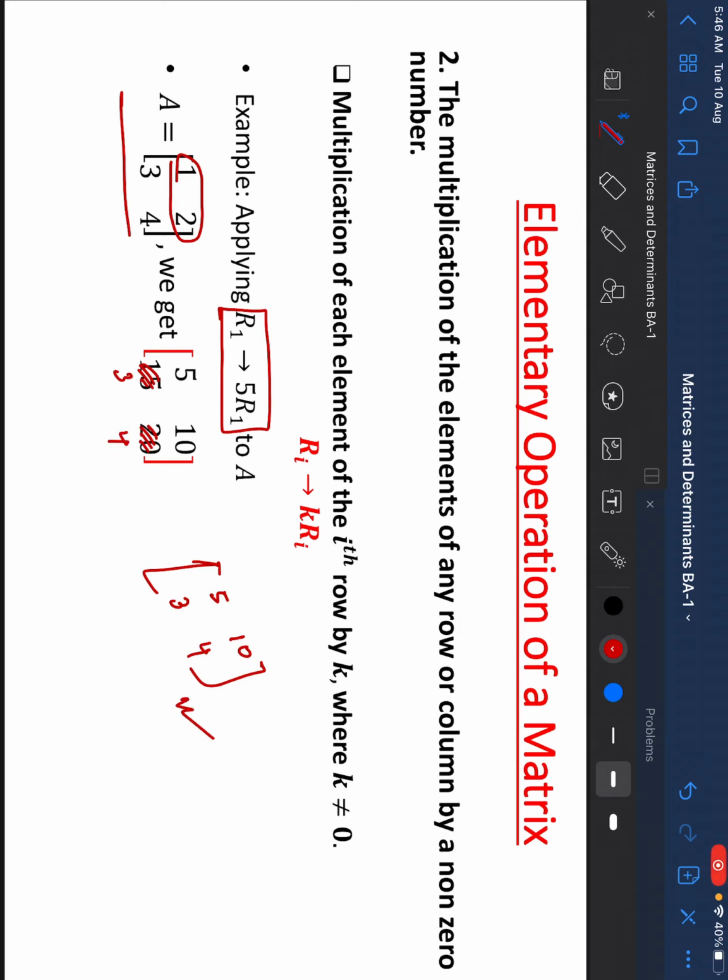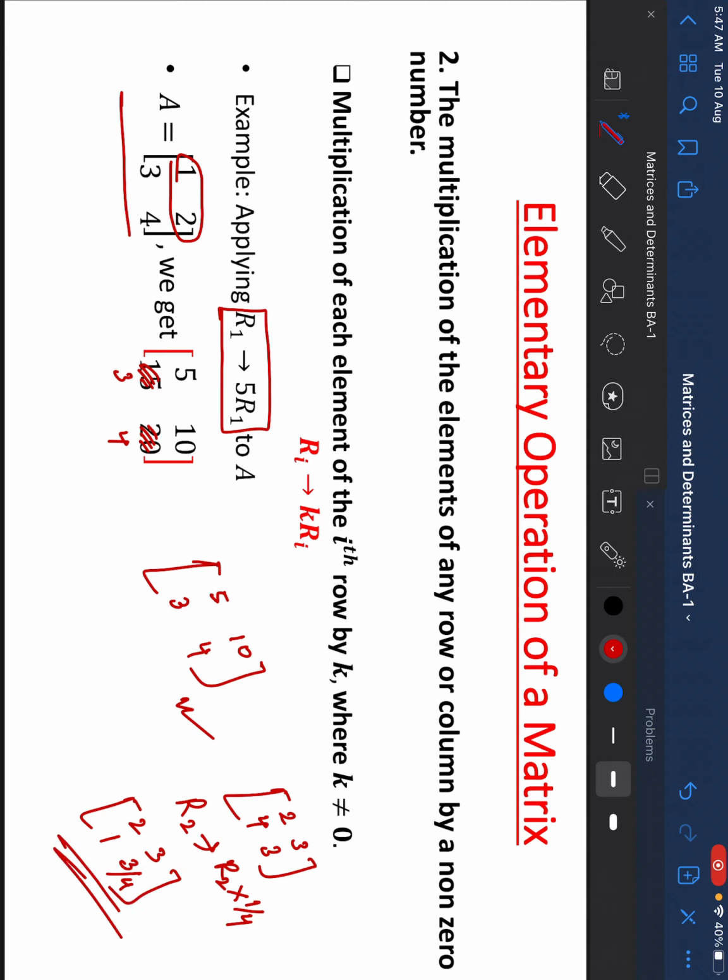So suppose we have a matrix 2 3 4 3. Now what I'm going to do is an operation R2 implies R2 into 1 by 4. I am multiplying 1 by 4 with the elements of R2. So R1 elements will remain the same, they will not change. But R2 elements will be: 4 into 1 by 4 is 1, 3 into 1 by 4 is 3 by 4. This is the matrix after doing operation number 2.